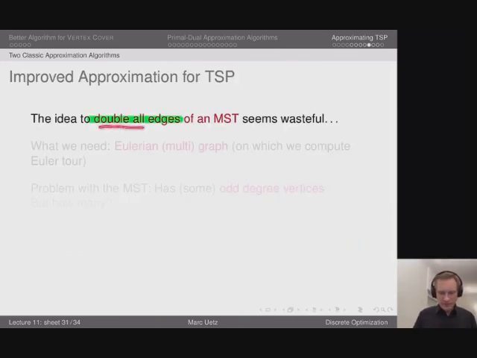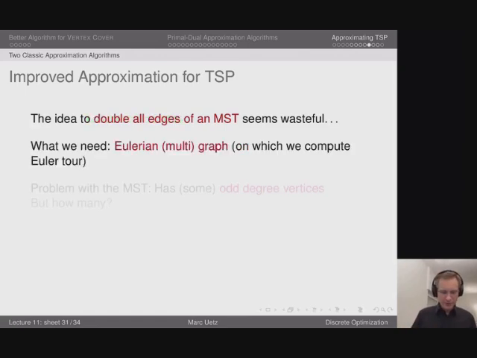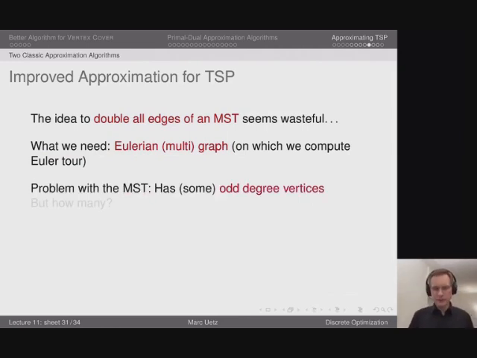So this doubling of all the edges seems really too much, because the only problem we have to fix is actually we have to get rid of the odd degree vertices in order to be able to compute an Euler tour in the corresponding multigraph. So all that we need is an Eulerian multigraph. So that's a graph with only even degree vertices. The minimum spanning tree itself, of course, might have odd degree vertices, and the previous example showed that as well. But now the point is this.